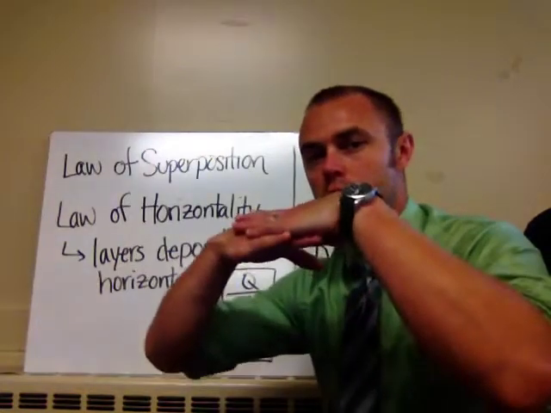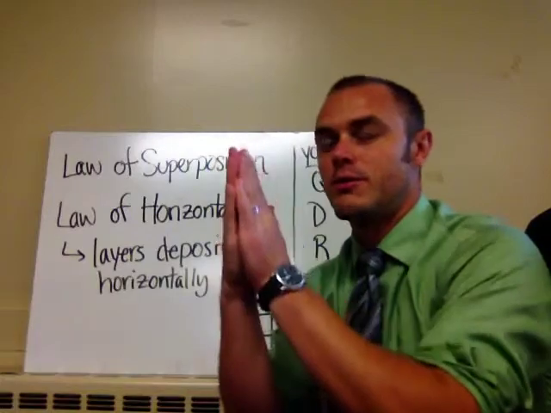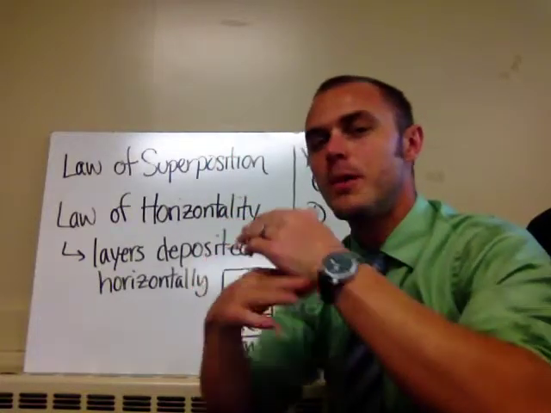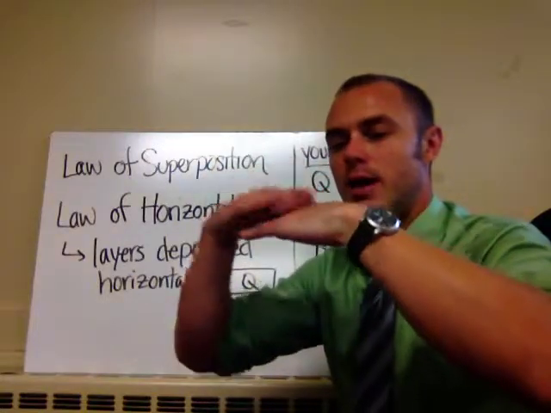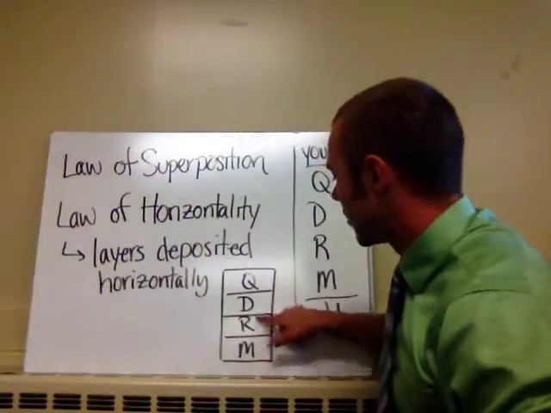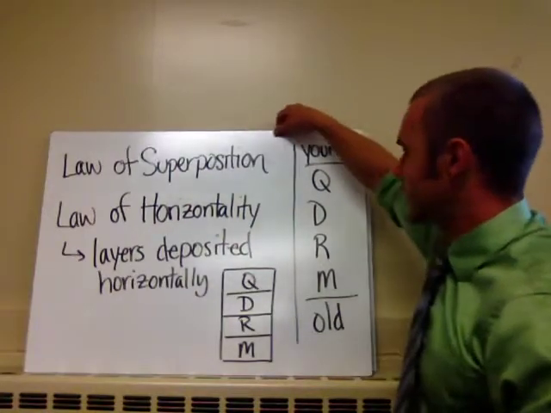So this is horizontal, this is vertical. Basketball players measure their vertical, that's jumping straight up. Horizontal is this way. Rocks are always deposited horizontally in nice flat layers. So here, M, R, D, Q: M is your oldest, Q is your youngest.